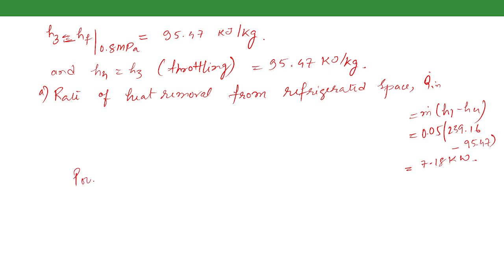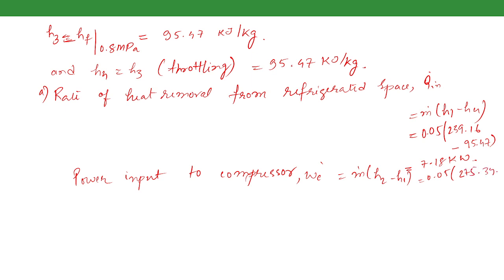The power input to the compressor, WC, is m dot times (h2 minus h1). This is 0.05 times (275.39 minus 239.16). So this comes out to be 1.81 kilowatt.